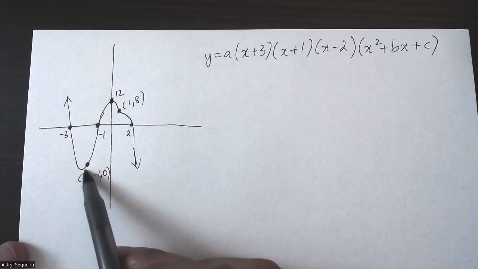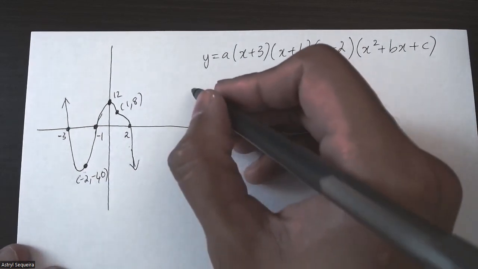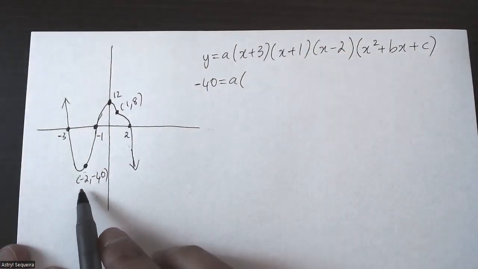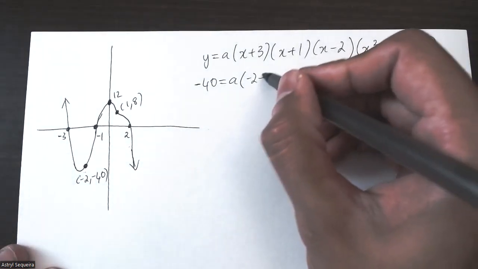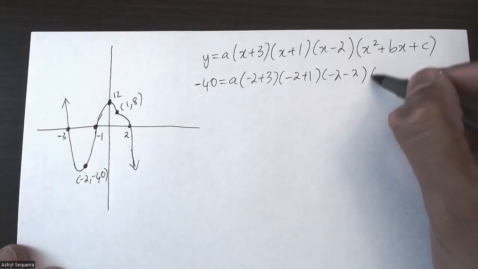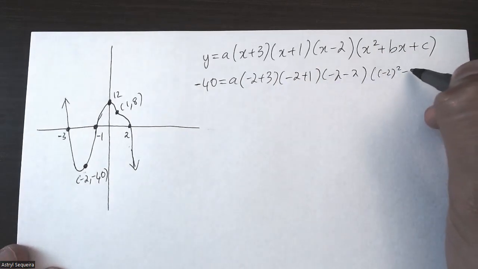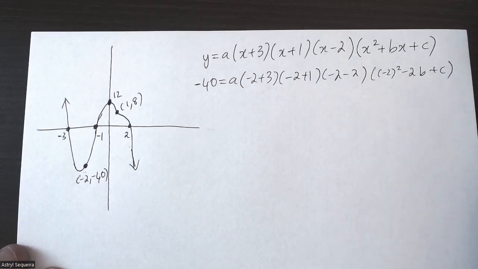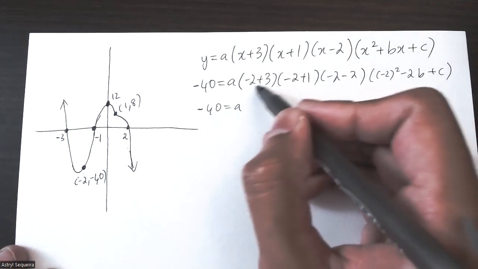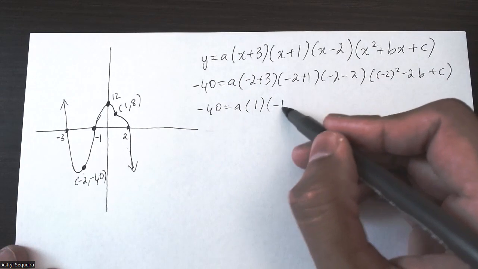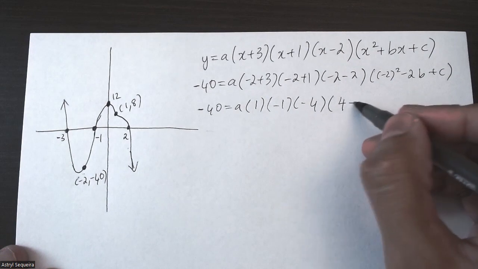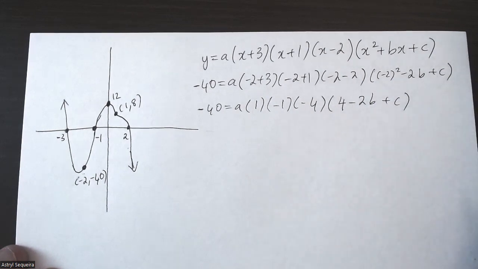So let's start by subbing in the first point here, -2 and -40. So -40 equals a. The x value is -2, so (-2 plus 3), (-2 plus 1), (-2 minus 2), then (-2 squared minus 2b plus c). I'll simplify this equation a bit. I'll start with the brackets. That's +1, -1, -4, and +4 minus 2b plus c.